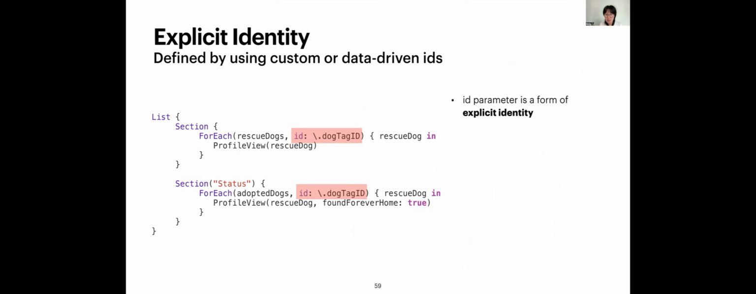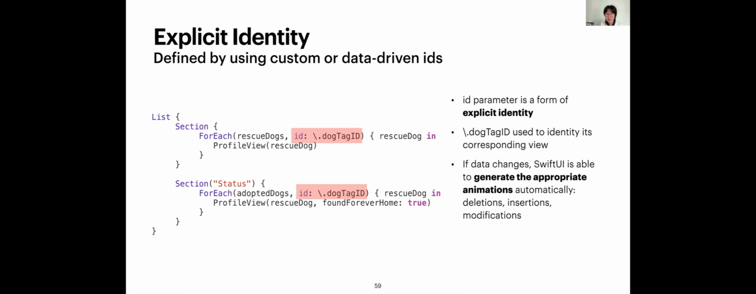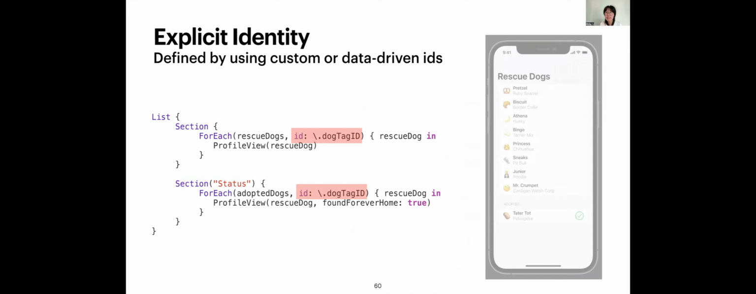So if a dog gets adopted and moves from one section to another, SwiftUI smoothly animates that transition because it can track the view by its ID. Like this.